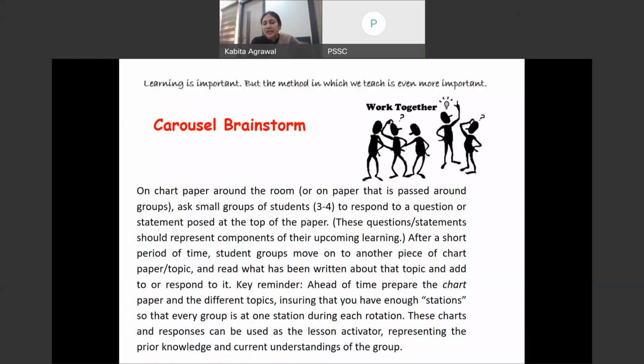So this is again a very interesting activity where you can move on the topic, and the subtopics can be completed at different stations with different situations, or a role play, or statements where they have to do some activity and they learn from those.